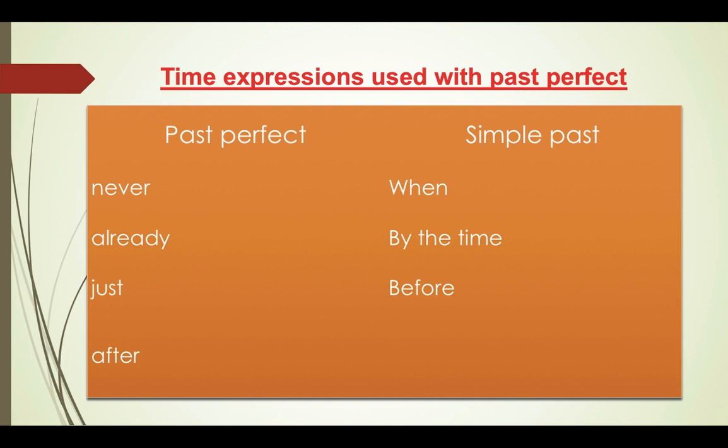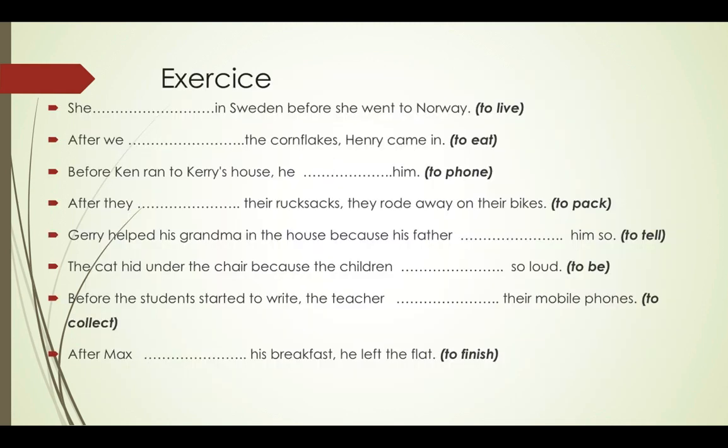Okay, so we're going to move right now to some exercises. I found this exercise on the internet. Here in this exercise, you have to put in what we covered, the rules. Don't forget the rule of the past perfect is had plus the past participle of the verb. We have: she ___ in Sweden before she went to Norway. You can see: she had lived in Sweden before she went to Norway.